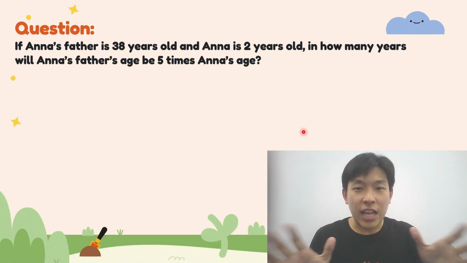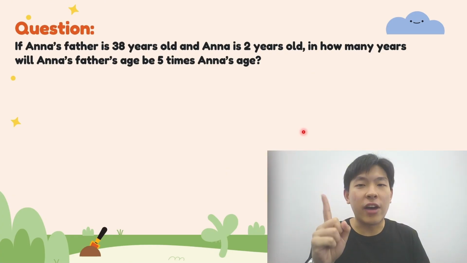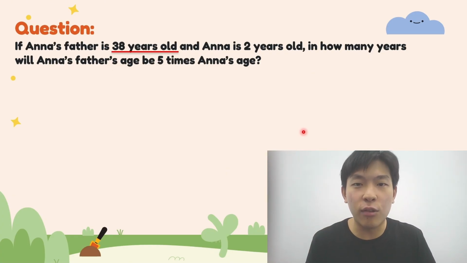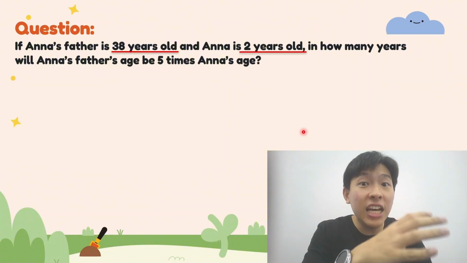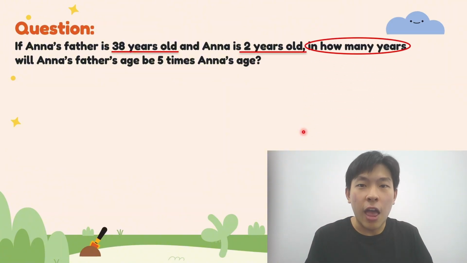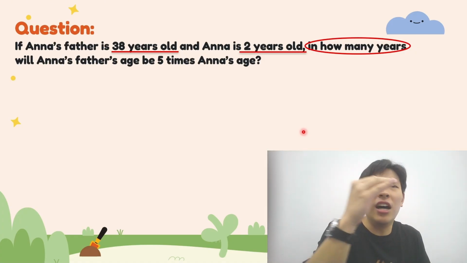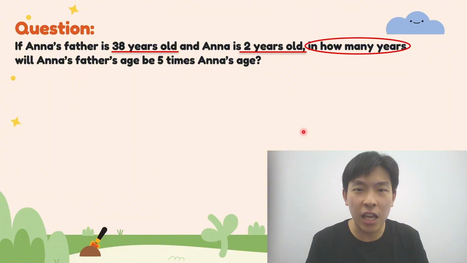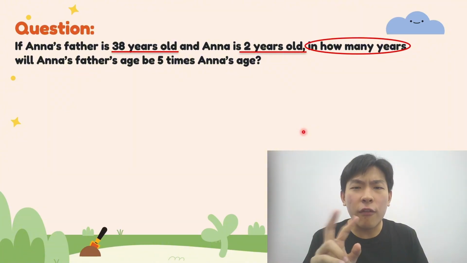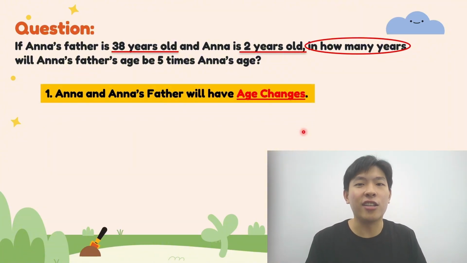Now let's try to first understand the question. We know that Anna's father's age is 38 years old and Anna is 2 years old. Then, in how many years? This means that after some years, Anna's father's age will be 5 times Anna's age. This means that both of their ages must change.